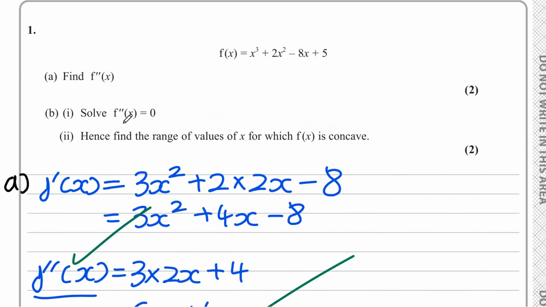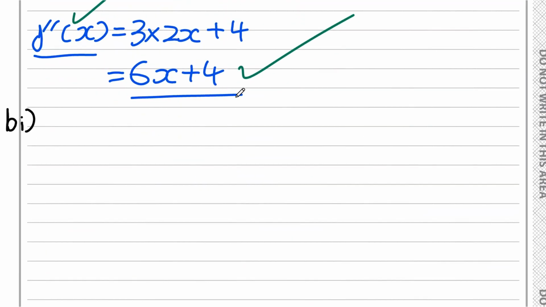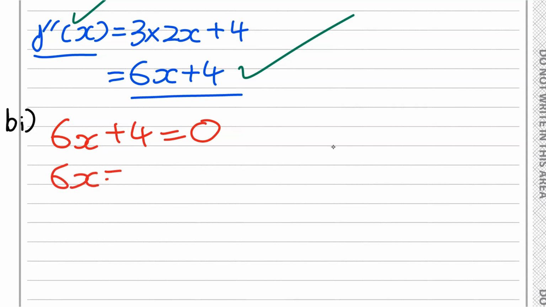Okay, and then for the first part of B, we need to solve f''(x) is equal to 0. So therefore, we're going to say that this 6x plus 4 is equal to 0. Move this 4 onto the other side, so we get 6x is equal to minus 4, and then divide both sides by 6, so we get x is equal to minus 2 over 3. So this is x when f''(x) is equal to 0, and this is worth 1 mark.